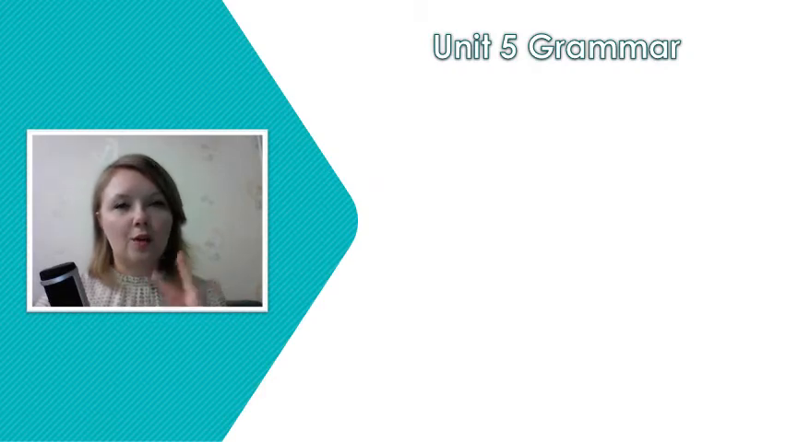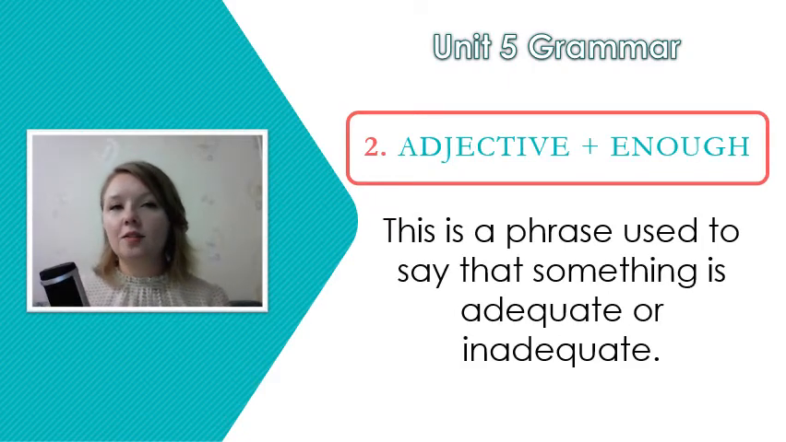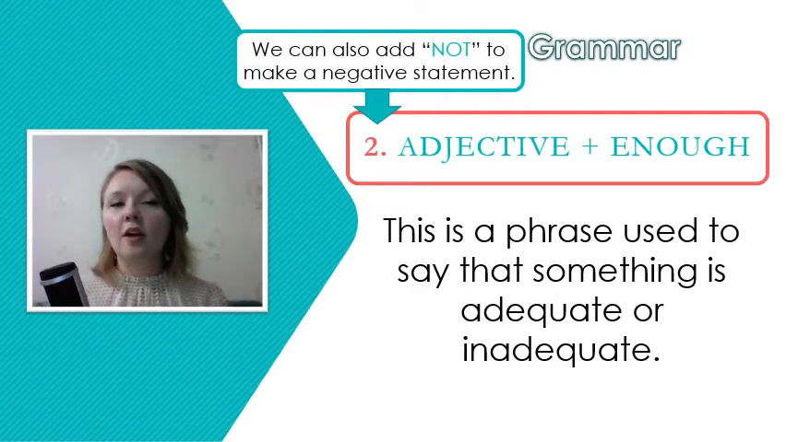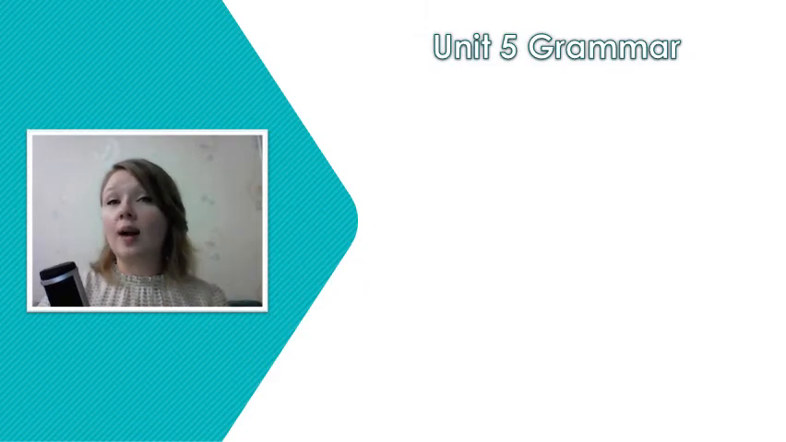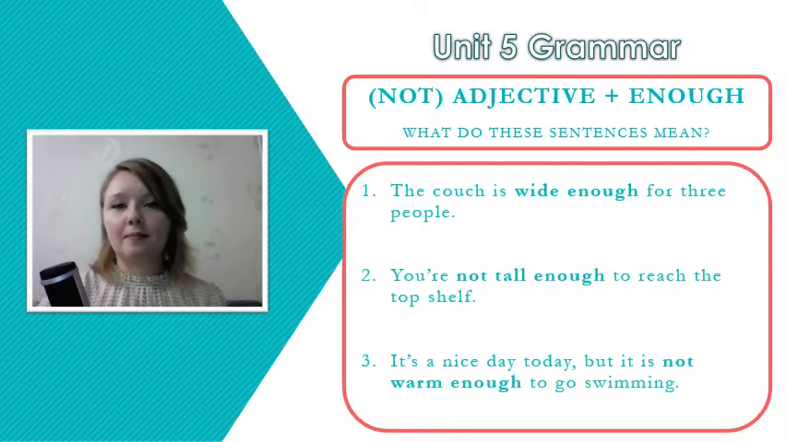Now let's review our second grammar point. Adjective, enough. This phrase is used to say that something is adequate or inadequate. And just like with as adjective as, we can add not before this phrase to make it a negative statement. Let's get some practice. We're going to look at some sentences and see if we can determine what they mean.